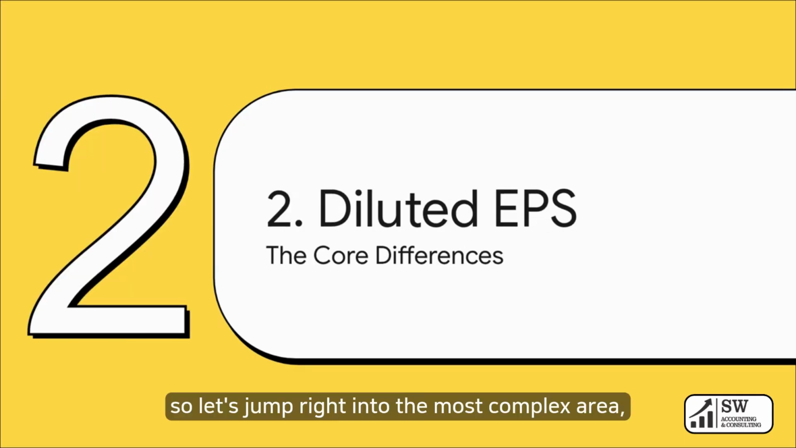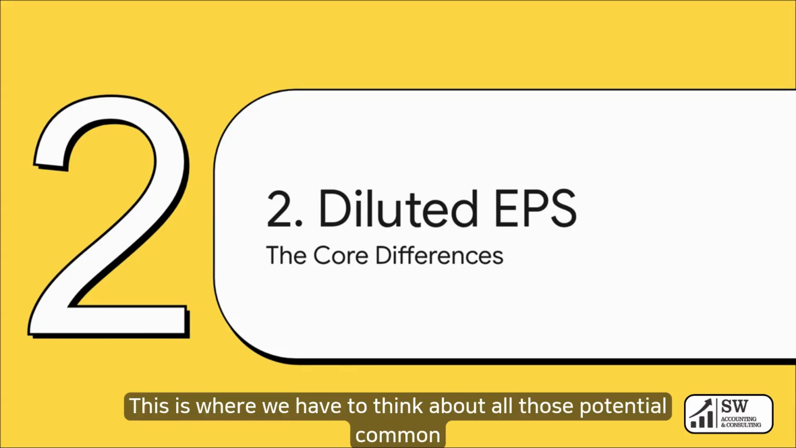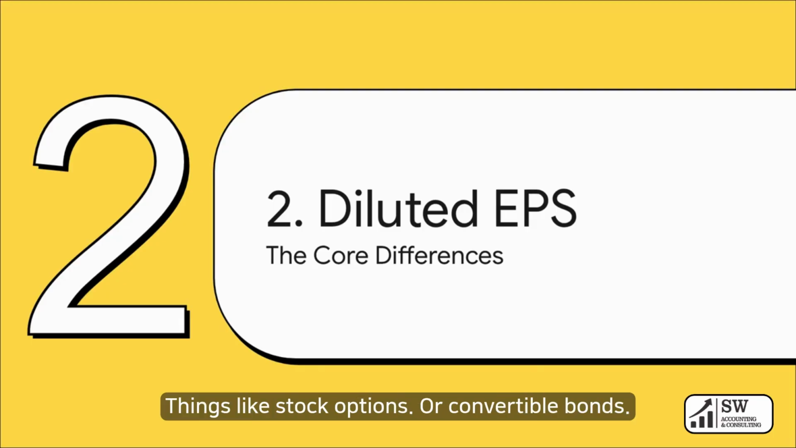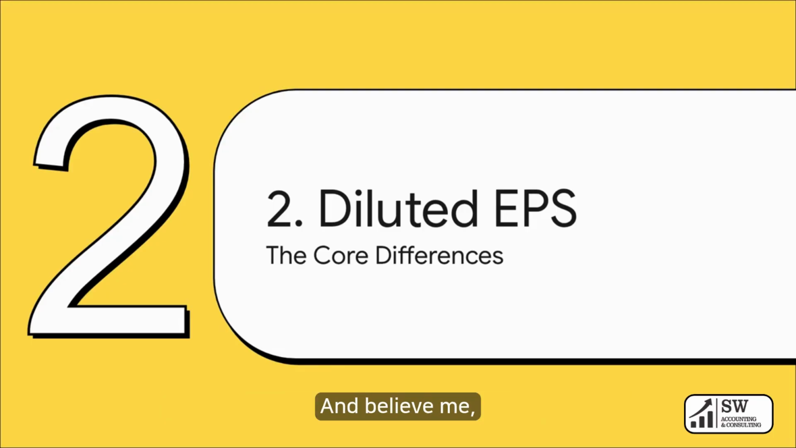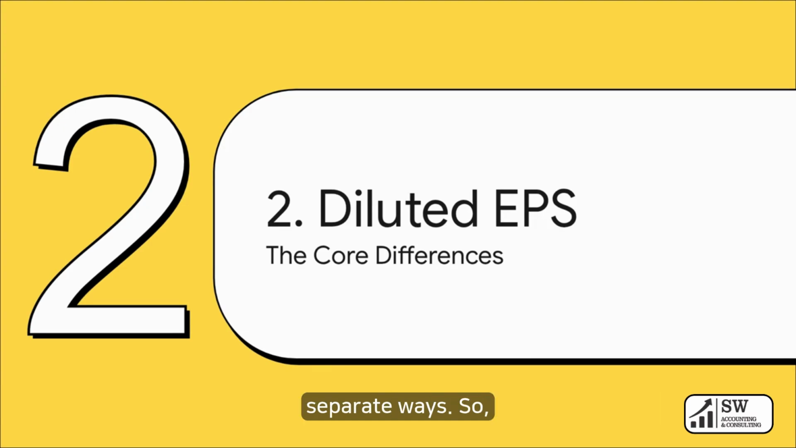Okay, so let's jump right into the most complex area, diluted EPS. This is where we have to think about all those potential common shares floating around, things like stock options or convertible bonds. And believe me, this is where the two standards really start to go their separate ways.